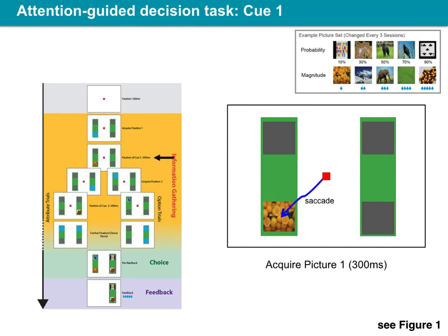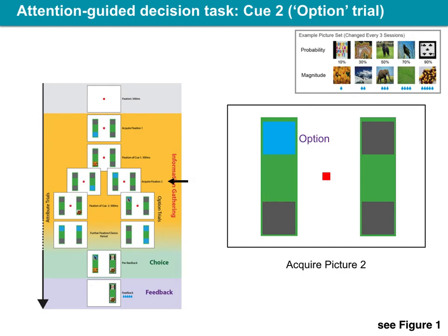And that blue square instructs the subject to make a saccade to that picture location in order to reveal the picture that's hidden beneath. And he then has to fixate that first cue for about 300 milliseconds. And after that, the picture gets covered up. And then one of 2 things can happen.